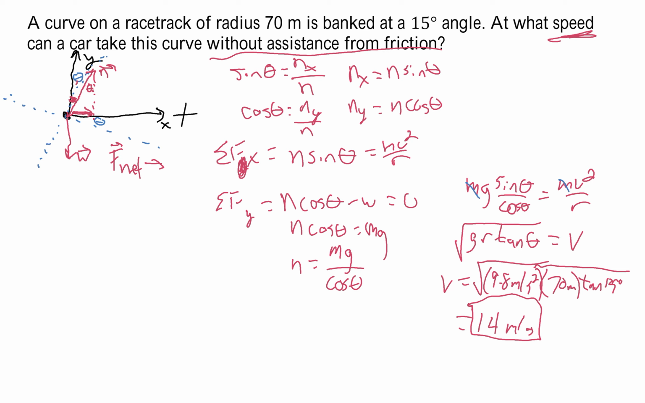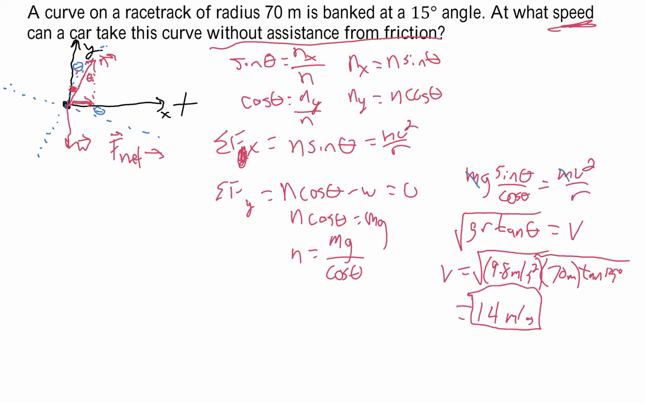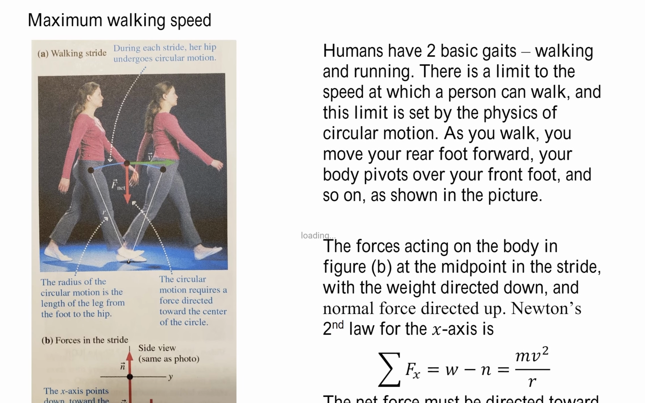So, with no friction at all on the track, you can go 14 meters per second around that curve and not slip. Of course there's going to be friction on the track, but because the road is banked at a 15-degree angle, you actually get a 14 meter per second assist from gravity because of the bank. So you can go that much faster without having to worry about slipping on the track. 14 meters per second would be 28 plus some, so 30, maybe 32 miles per hour extra just because of the bank. Pretty nice.